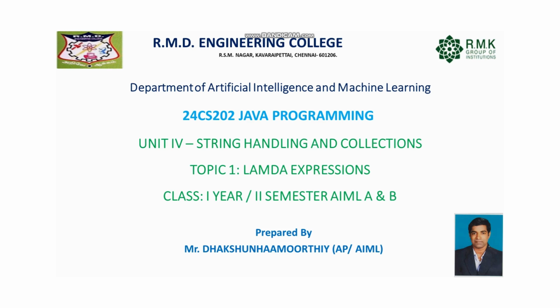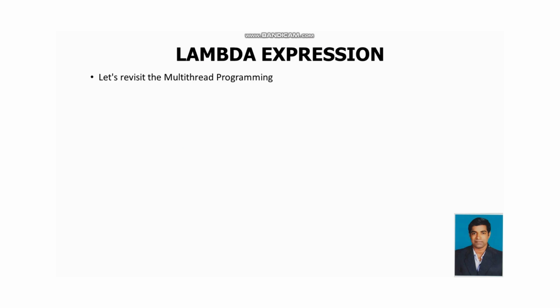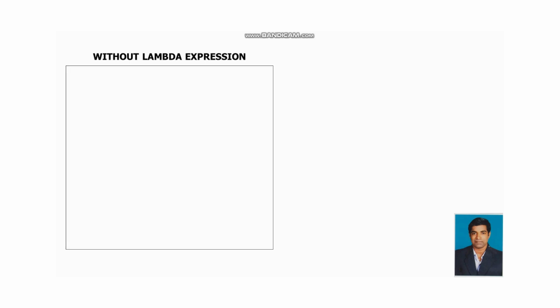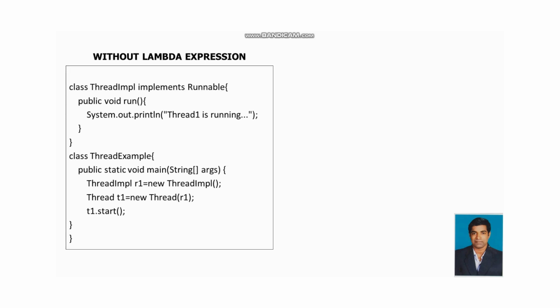Today's topic is lambda expressions in Unit 4, string handling and collections. Lambda expression. Let's revisit multi-thread programming. What are the thread creation methods: by extending the Thread class, or by implementing the Runnable interface, and how to implement an interface. Now, first of all, without lambda expression: class ThreadImplementation implements Runnable. When you are using interfaces, we have to use the keyword implements followed by the interface name, Runnable.